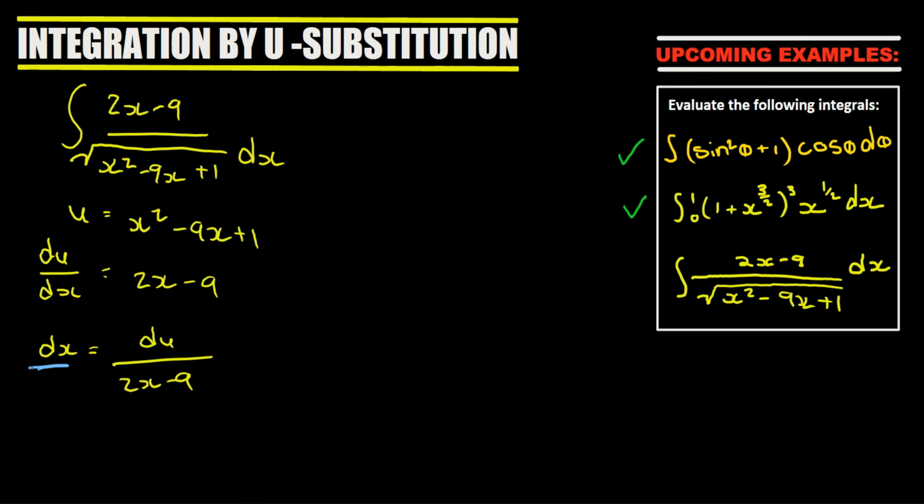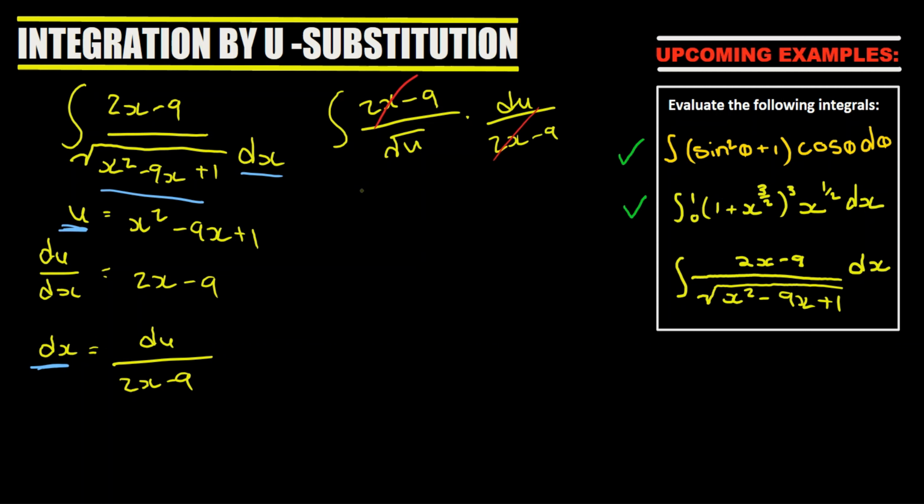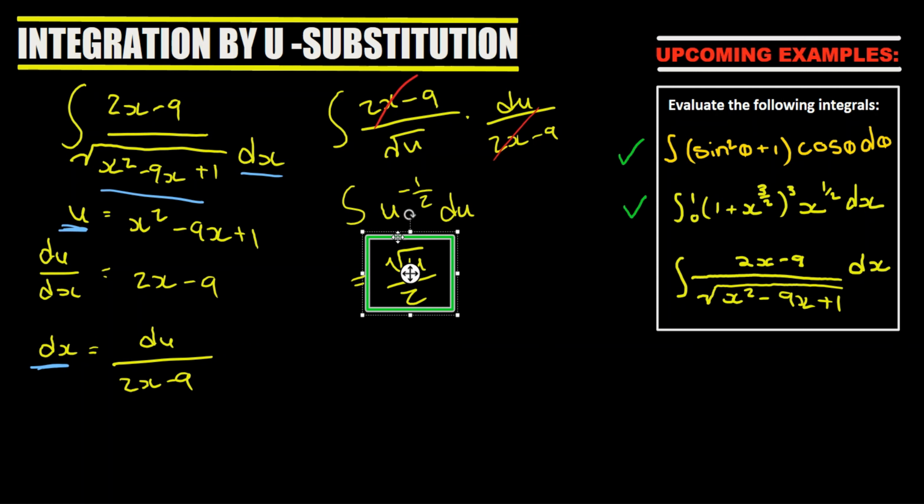Now that we have dx and u, we can substitute it into our equation and see what we get, which will be the integral of 2x minus 9 over the root of u multiplied by dx, which is du over 2x minus 9. And we are left with the integral of u raised to negative half multiplied by du, which is then equal to root u over 2. And that is our last answer for example 3.